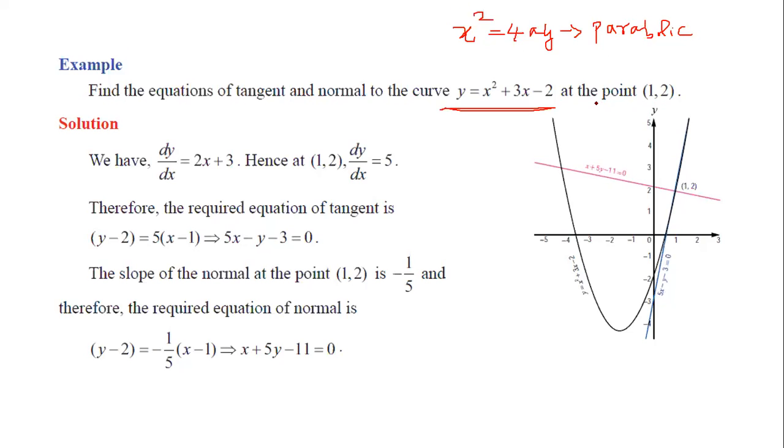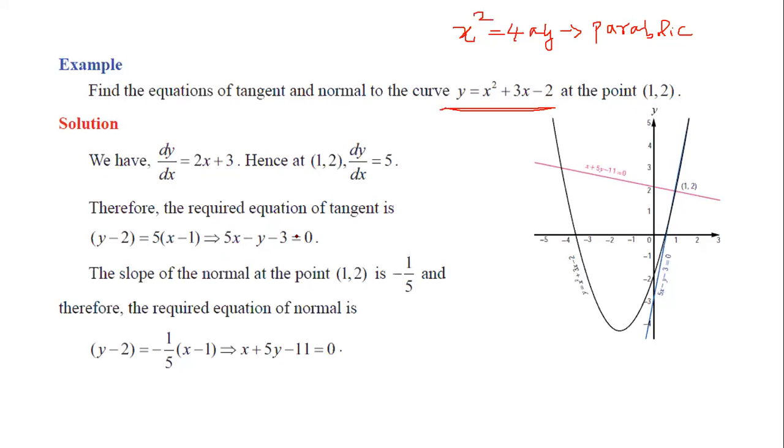So here, how to find the slope of this? First you have to see here. We are finding what dy by dx is. Dy by dx is 2x plus 3. Hence at 1 comma 2, dy by dx is 5.